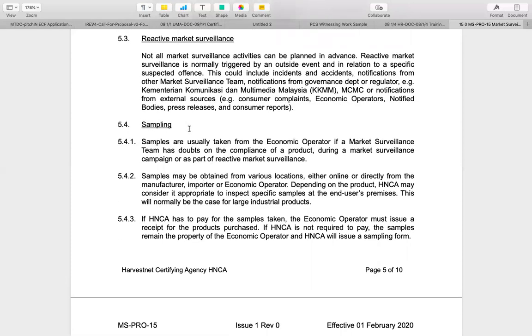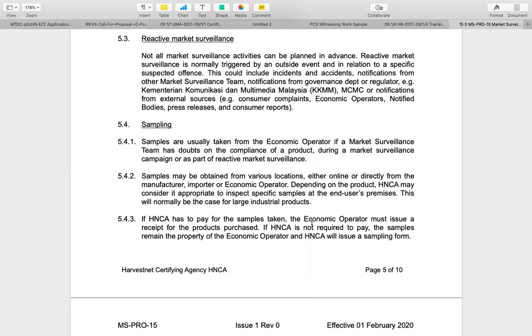Sampling here is on getting the samples, purchasing the sample. Normally, we purchase the samples from the market, and they can be from various locations or even at a single location from various outlets. It all depends on the target of the surveillance. If the agency has to pay for the samples, then they must issue a receipt.